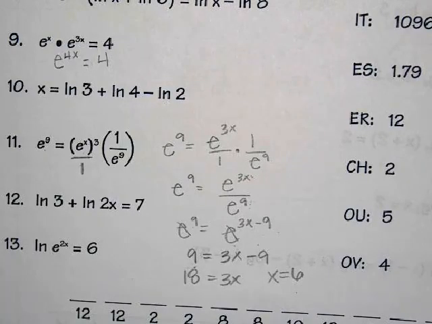Okay, I think that 11 is probably the most difficult as far as the exponential ones on that page. Are there any other ones that seem weird on that page?